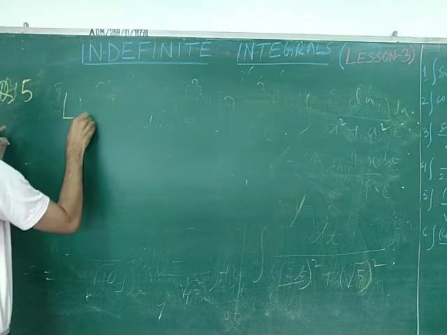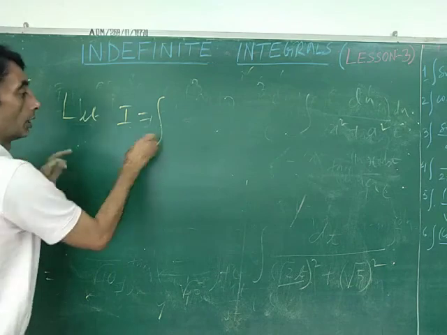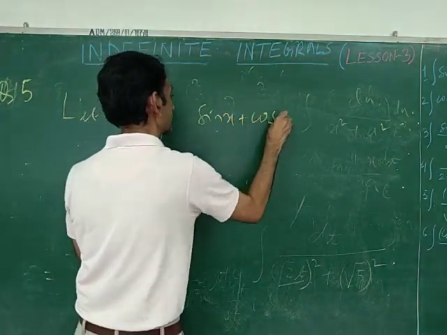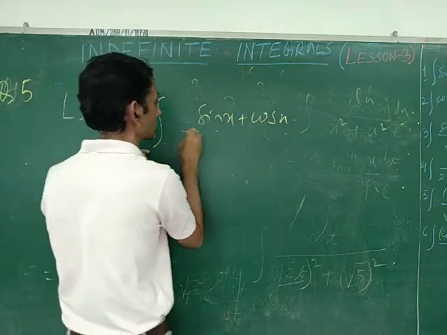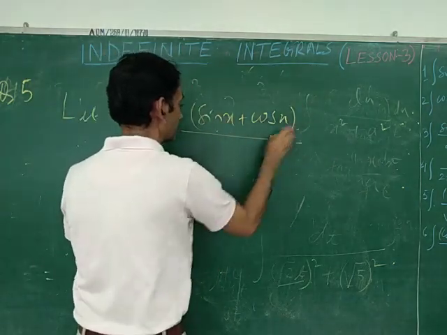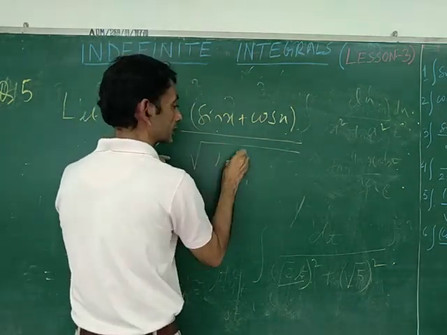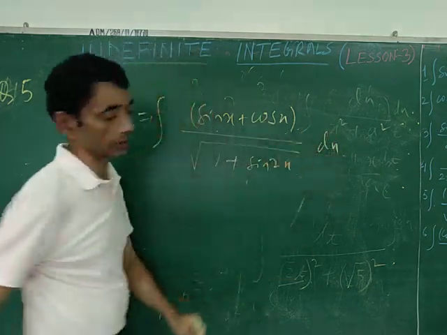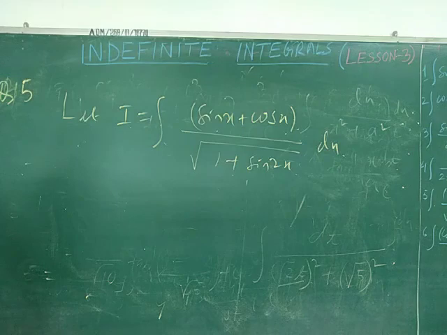Let I equal the integral of sin x plus cos x, and the denominator is 1 plus sin 2x, dx. A very simple question.